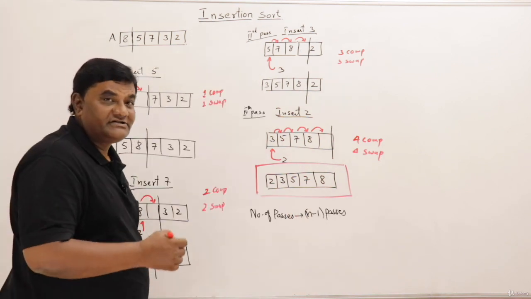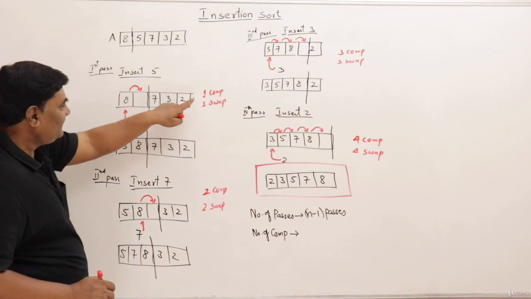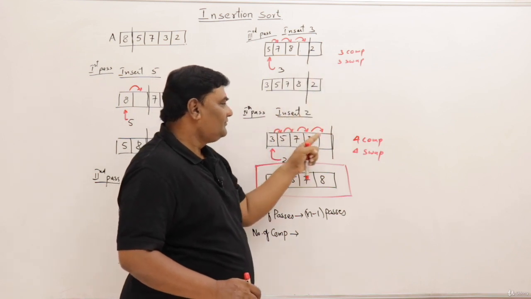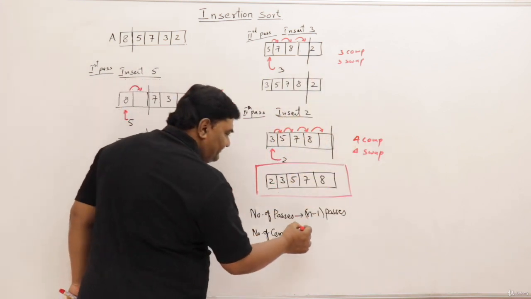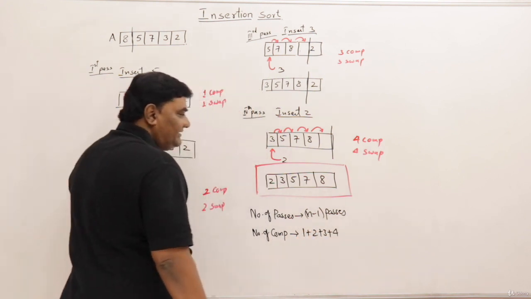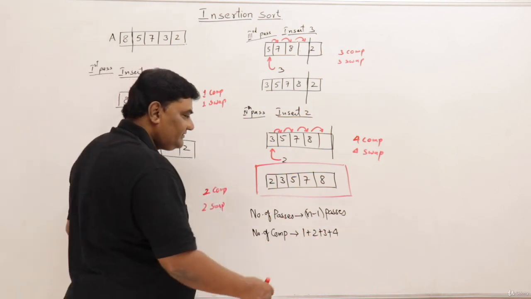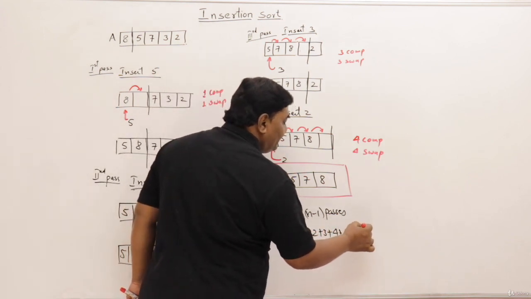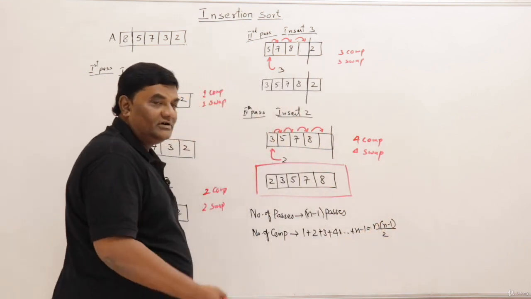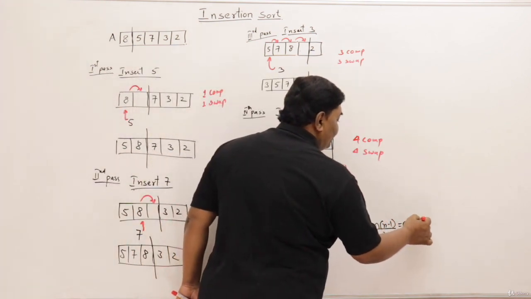Then how many comparisons? Let us find out the number of comparisons. In the first pass, 1 comparison was done, in the second pass 2 comparisons, in the third pass 3, and in the fourth pass 4. So I'll add them: 1 plus 2 plus 3 plus 4. As there are 5 elements, 4 passes, so up to 4. For n elements, n minus 1 passes, up to n minus 1. So this is n into n minus 1 by 2. This polynomial is of degree two, order of n square.